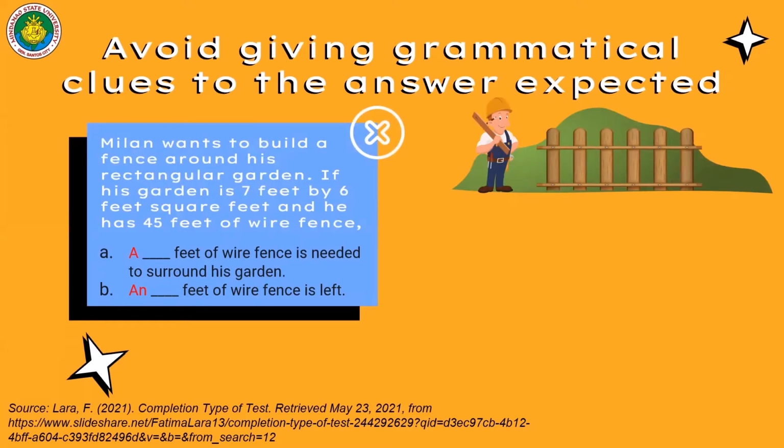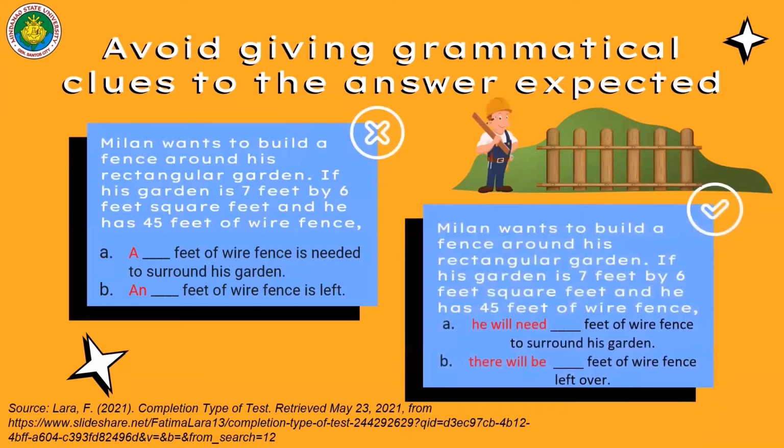So if the indefinite article is required before a blank, do not use a or an so that the student doesn't know if the correct answer begins with a vowel or a consonant. So the correct way to do this is replace a with he will need blank and replace an with there will be blank.